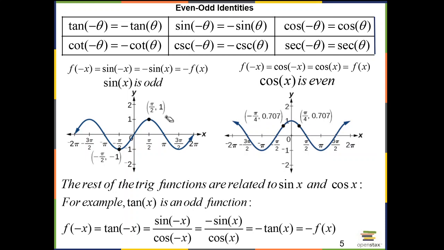So sine and the reciprocal of sine, cosecant, tangent, and cotangent are odd. Cosine and secant are even, okay? And you can see why, because tangent and cotangent have to do with sine and cosine. And when you divide, tangent is sine over cosine. So tangent of negative x is sine of negative x over cosine of negative x. But we know sine of negative x is negative sine x, and cosine of negative x is just cosine x. So we end up with negative tangent x, which proves that tangent is an odd function.